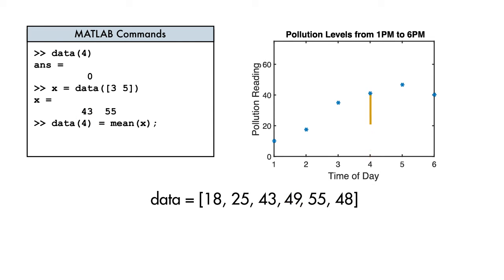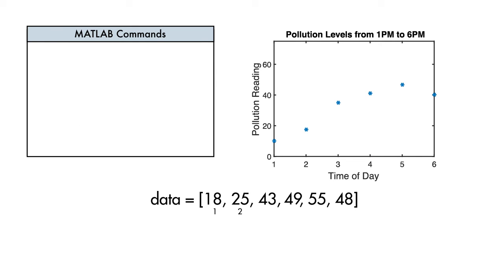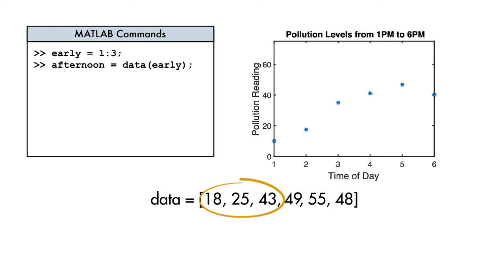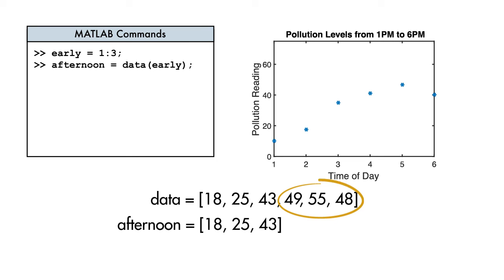That's better. Now we're ready to look at the data before and during rush hour. Let's look at the readings from 1 p.m. to 3 p.m. Using the colon operator, we make a vector of integers 1 to 3 and use that vector to extract the first 3 elements of our data. Now, let's get the last 3 hours of data.